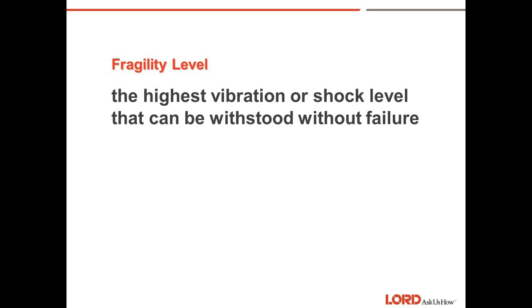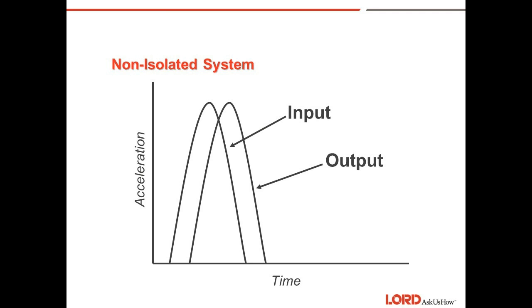Fragility level is the highest vibration or shock level that can be withstood by the equipment without failure. These are typically very hard to determine, and there is no website or information that you could go to get these fragility levels. In some instances, you may have to use several different values of fragility level or G's out and determine what dynamic deflection you can achieve in your system.